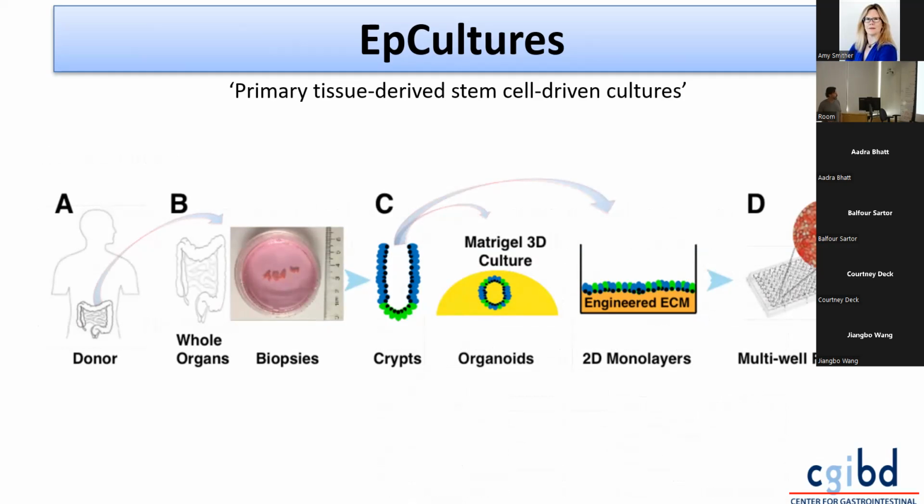In the intestine, we isolate crypts from either biopsies or whole pieces of larger tissue or organs. And of course, the crypts have the stem cell compartment at the bottom. That is essential for organoid or two-dimensional epithelial cultures. You have to have a stem cell compartment.